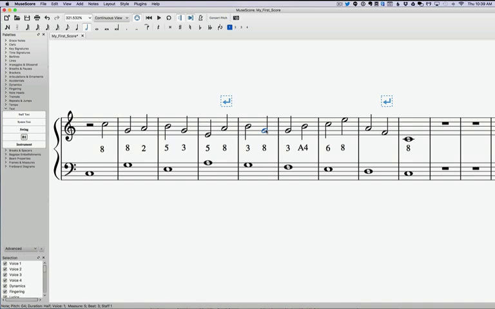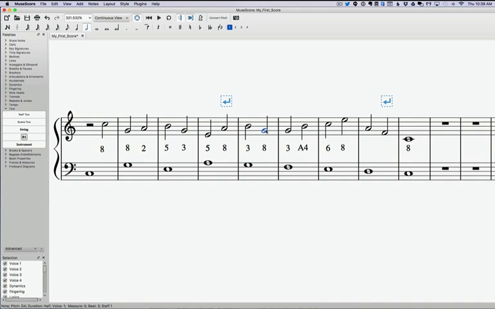Great. So that's it for second species counterpoint, kinda. We're going to move on next to third species counterpoint, but just like first species counterpoint going into second, all the rules of first apply to second, and all the rules of second are going to apply in third, right?